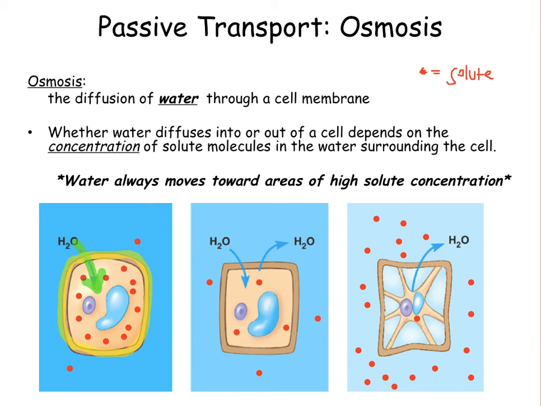On the other hand, if the solute concentration is higher outside of the cell than it is inside the cell, like in this third picture, the water will move out of the cytoplasm, out of the cell, and into the extracellular environment or the outside environment. When this happens, the cell can sometimes shrivel up and shrink because now it doesn't have enough water to keep its shape.